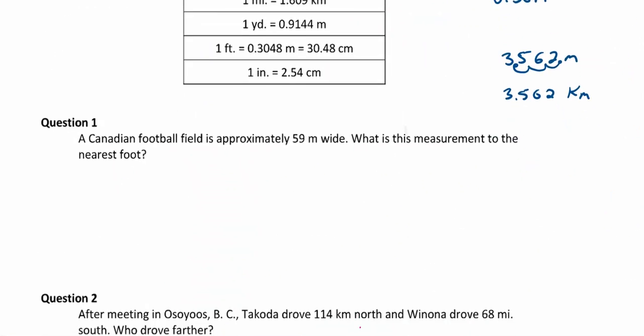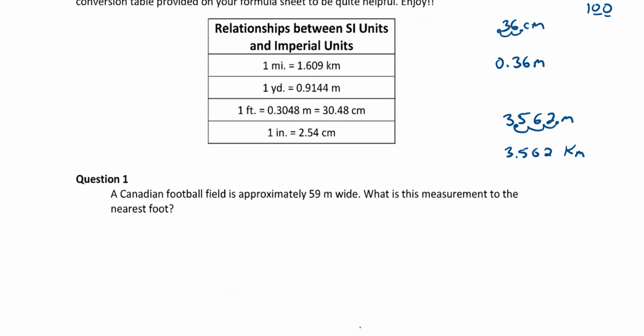Okay, let's get into some. Question number 1 says a Canadian football field is approximately 59 meters wide. What is the measurement to the nearest foot?